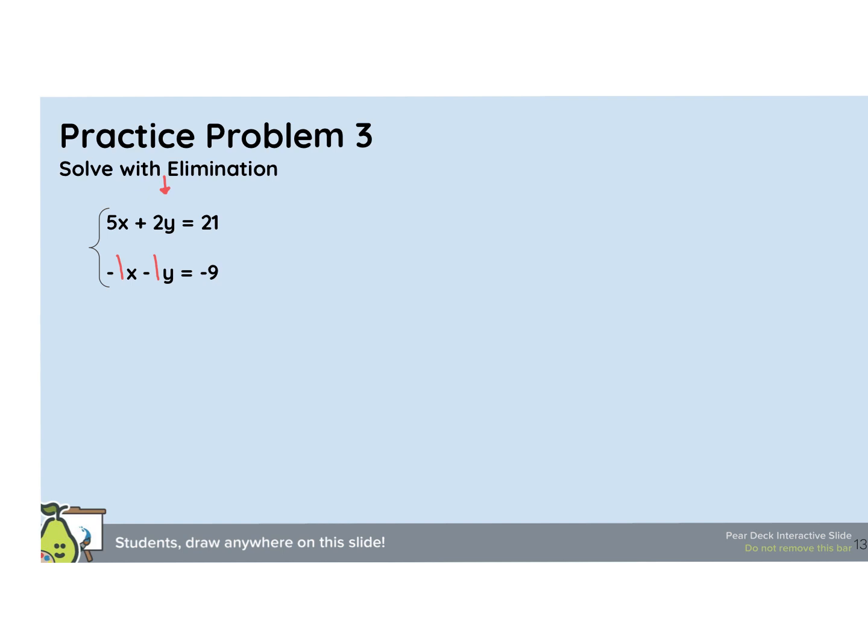Because I can multiply 1 times 2 to get 2. So I'm going to multiply this whole equation by 2 to get negative 2x minus 2y equals negative 18. The first equation, I'm going to rewrite it exactly the way it is.